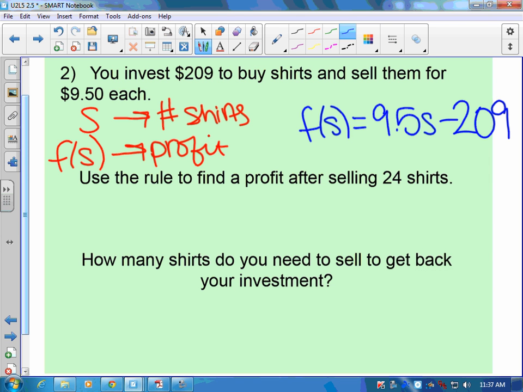This next question wants me to find the profit after selling 24 shirts. So does 24 represent the independent or the dependent variable? Which one is which? The independent variable. So I'm going to find f of 24. I'm going to use my function. I'm going to substitute in 24.